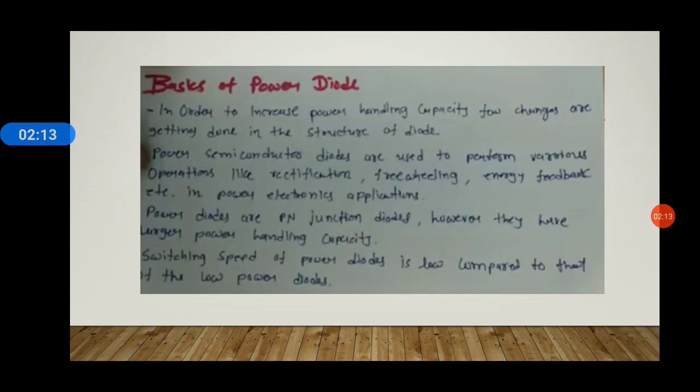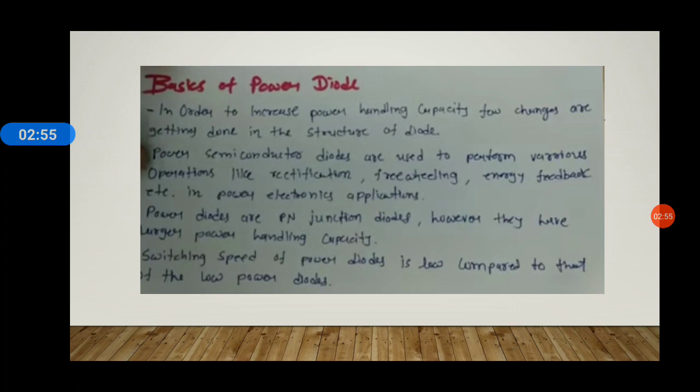Now, the basic of power diode is, as mentioned before, in the subject of industrial electronics, we will be studying different devices which can handle large power. Here also, the basic of power diode is to increase the power handling capacity by making few changes in the structure of the diode. Now, power semiconductor diodes are used to perform various applications like freewheeling, energy feedback, rectification that you will study in later units of the syllabus.